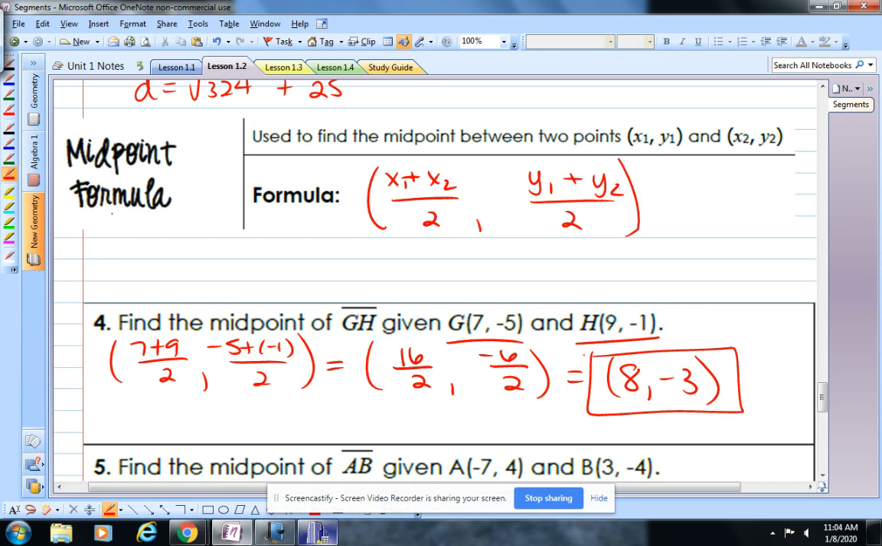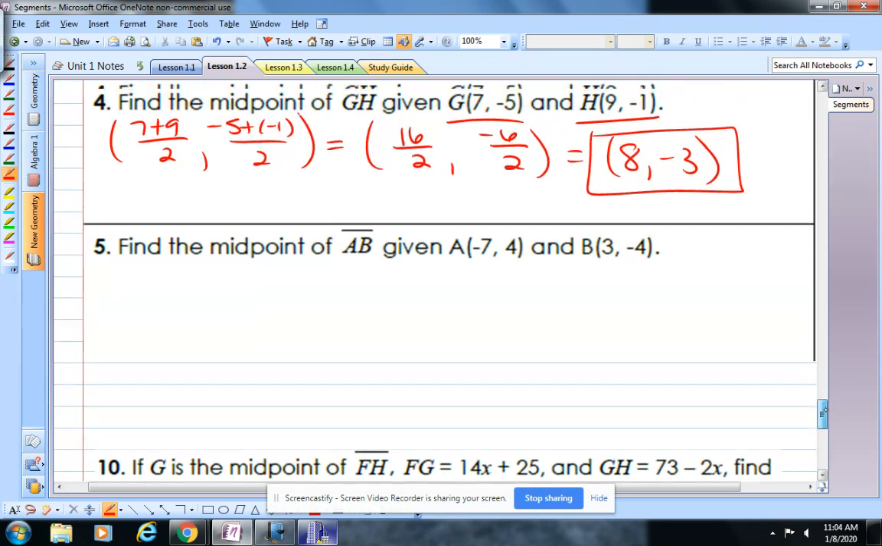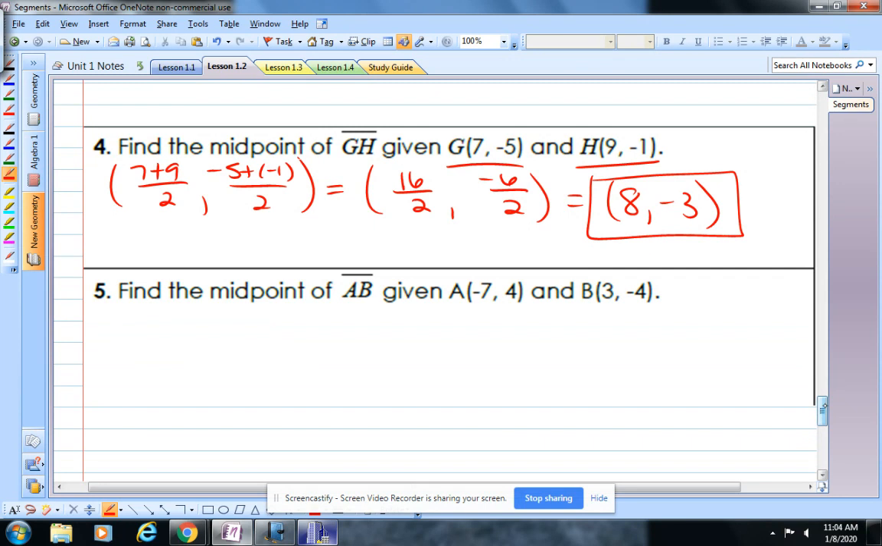Well, let's see if that makes sense. Is 8 in between 7 and 9 for the x's? Yeah. Is negative 3 in between negative 5 and negative 1? Yeah. Okay. So your answer should kind of make sense like that. Does that make sense? So the midpoint formula is actually really, really easy. You just add the x's divided by 2, add the y's divided by 2. Y'all try number 5. Try it and see what you get.